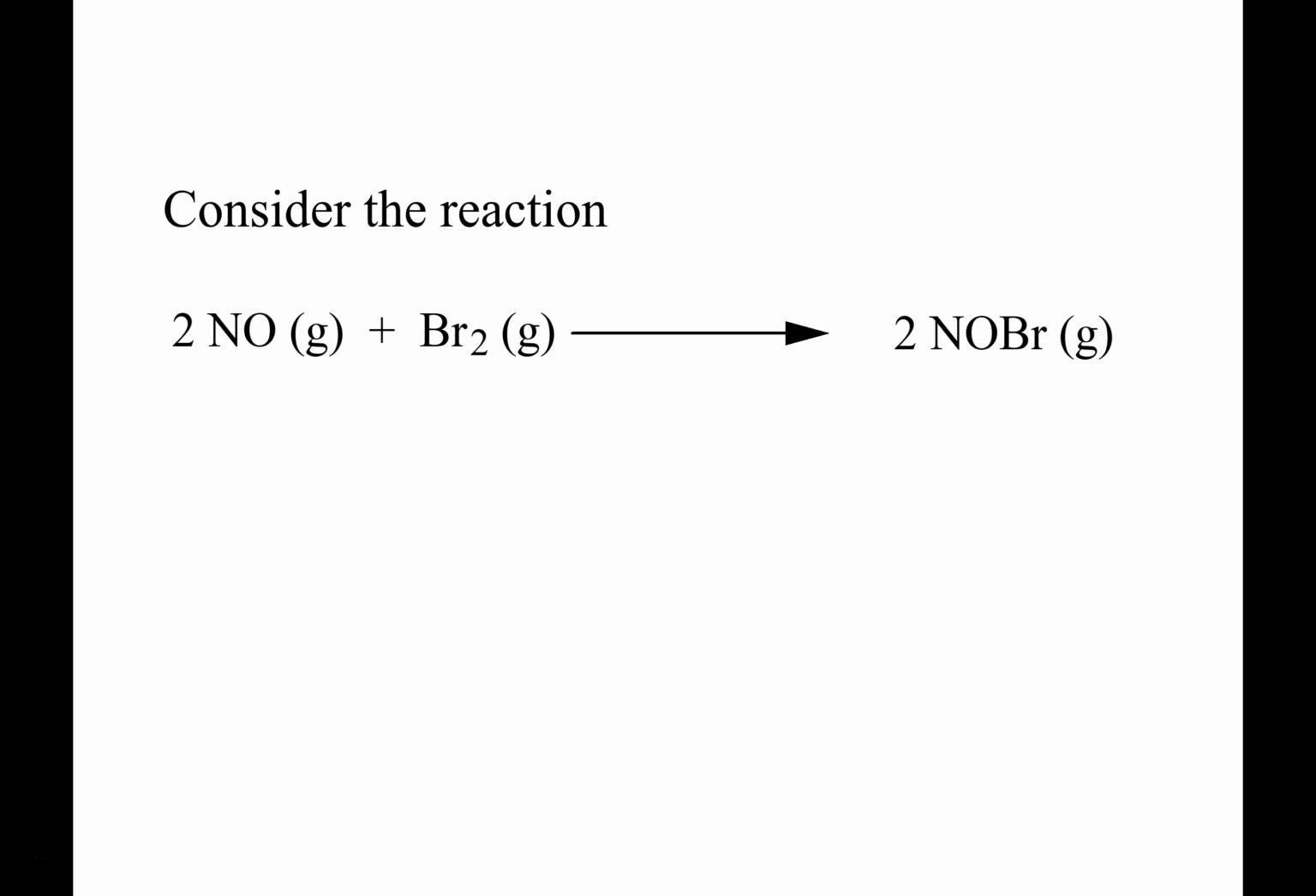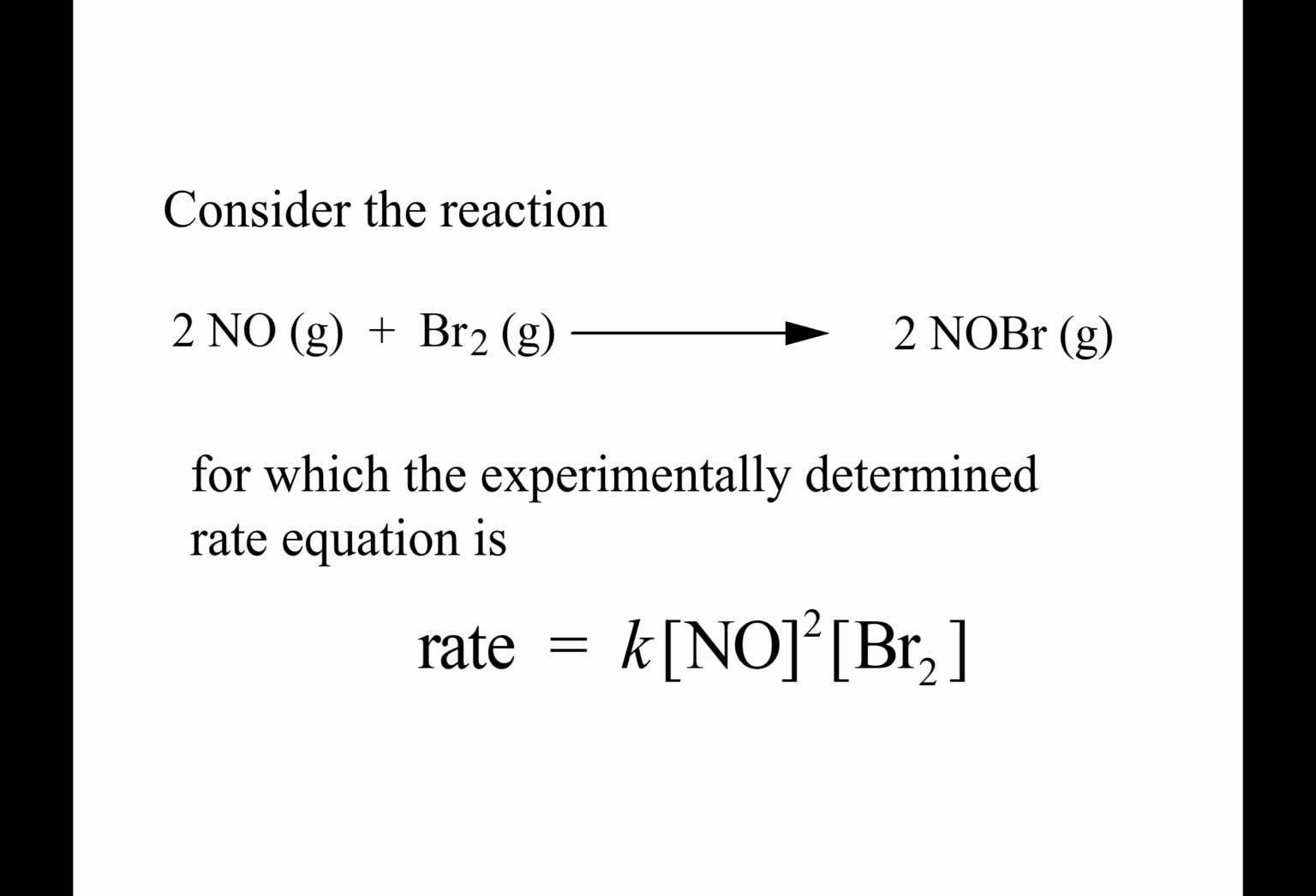We have two particles of NO react with one particle of Br2 to form two NOBr. So that's your reaction of interest. Let's say that the observed rate law expression looks like this: rate equals the rate law constant k times [NO] raised to the second power times the molar concentration of Br2 raised to the first power. Right off the bat you might say, well, I can use molecularity here and get NO as second order, Br2 as first order.